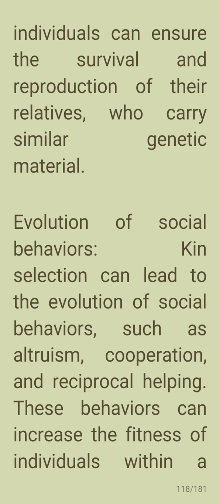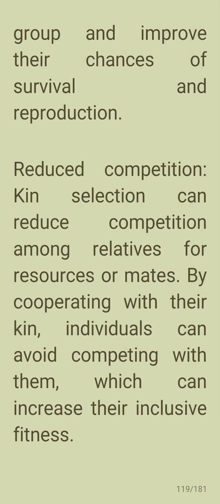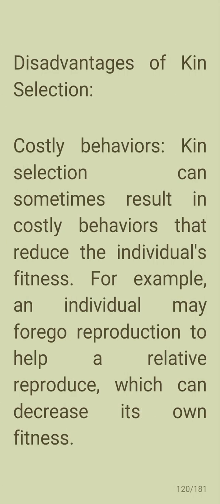Evolution of social behaviors. Kin selection can lead to the evolution of social behaviors such as altruism, cooperation, and reciprocal helping. These behaviors can increase the fitness of individuals within a group and improve their chances of survival and reproduction. Then, reduced competition. Kin selection can reduce competition among relatives for resources or mates. By cooperating with their kin, individuals can avoid competing with them, which can increase their inclusive fitness.